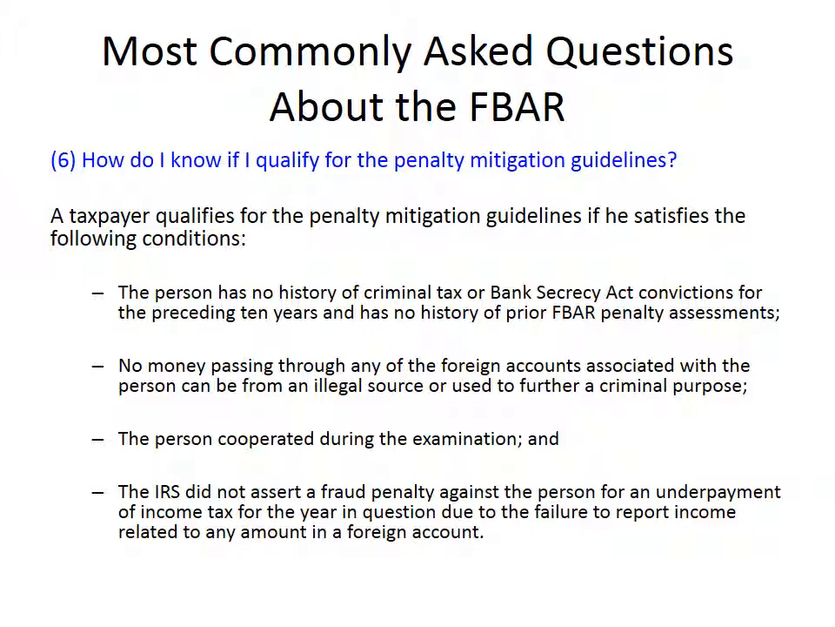Second, no money passing through any of the foreign accounts associated with the person can be from an illegal source or used to further a criminal purpose. The third condition is that the person cooperated during the examination. And 4, the IRS did not assert a fraud penalty against the person for an underpayment of income tax for the year in question due to the failure to report income related to a foreign account. So the threshold conditions are usually easy to satisfy, yet it is still very important to check them off and make sure that each one is met.